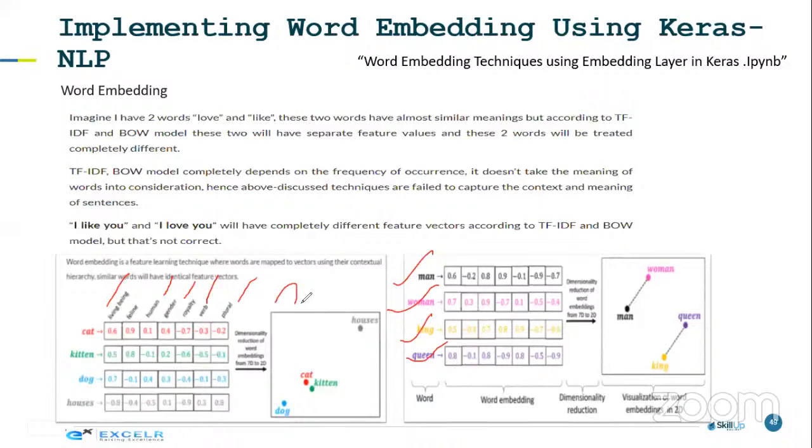When we plot them in 2D or 3D, we will be able to understand the similarity between the words, and how we can identify the similarity between words in order to make the sequential processing of the data. So let me switch to my notebook and show you the implementation, how we can create a word embedding using Keras.